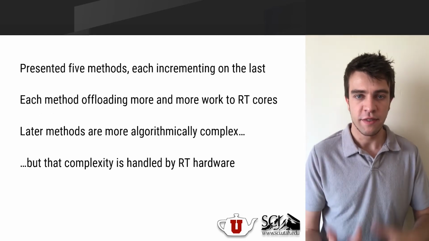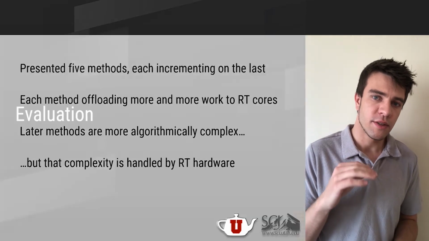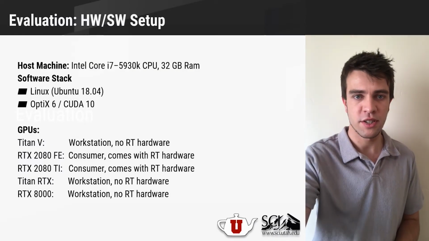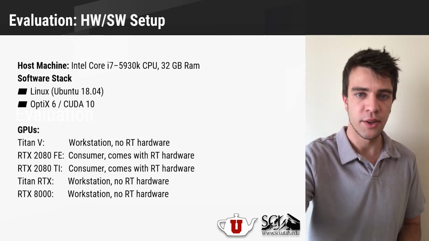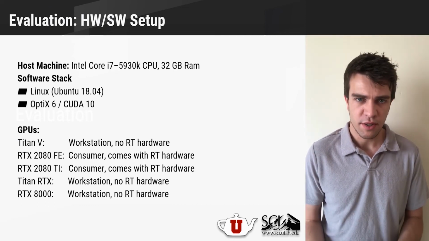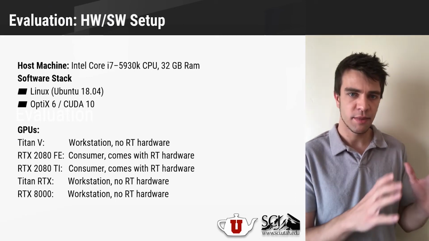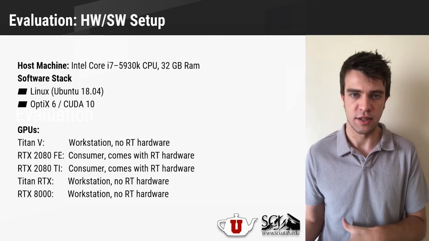To evaluate these approaches, we chose to use a relatively regular desktop, and to implement our different approaches, we used a mix of Optix 6 and CUDA. As far as GPUs go, we tested on a mix of hardware, both with and without ray tracing cores, some consumer cards, and then some workstation cards.